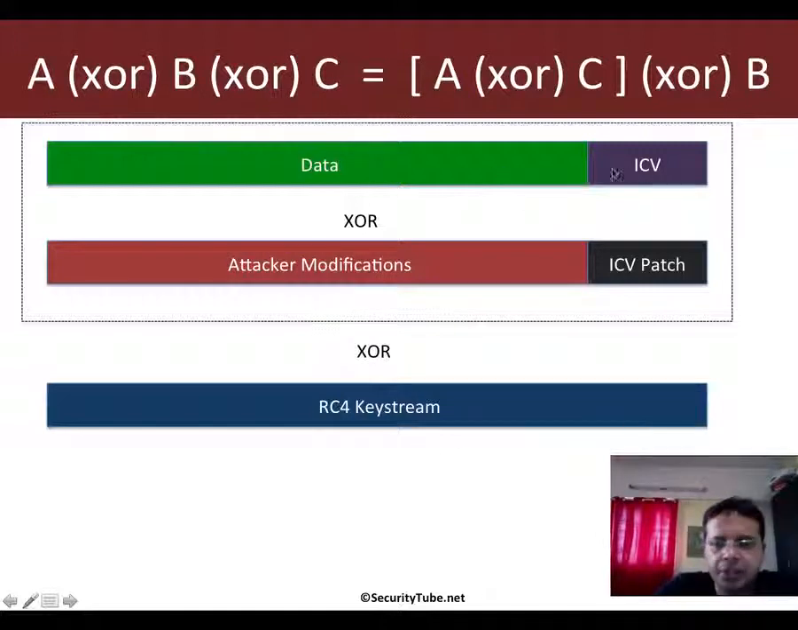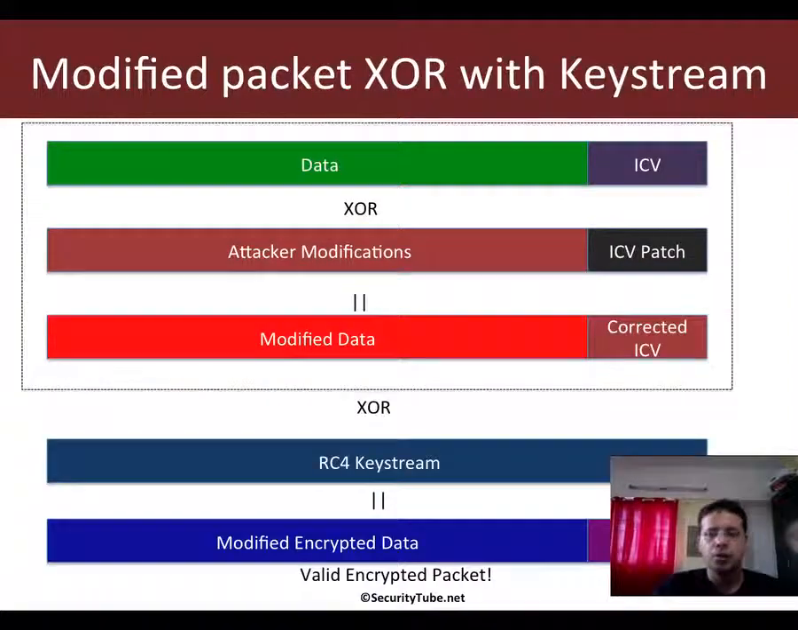plain text data and ICV getting XORed with the bit mask we have created to modify that data, along with a patch which will ensure that the new ICV which comes out is exactly correct for this modification, which happened by doing a XOR between the plain text data and the attacker modifications, right? So now this is valid, and hence when you XOR it with an RC4 key stream, which is of course valid for that WEP key, the output is a valid WEP encrypted packet, right?